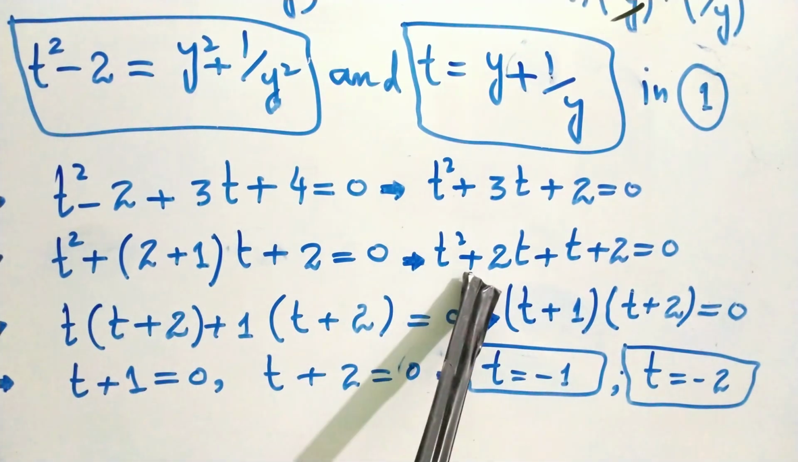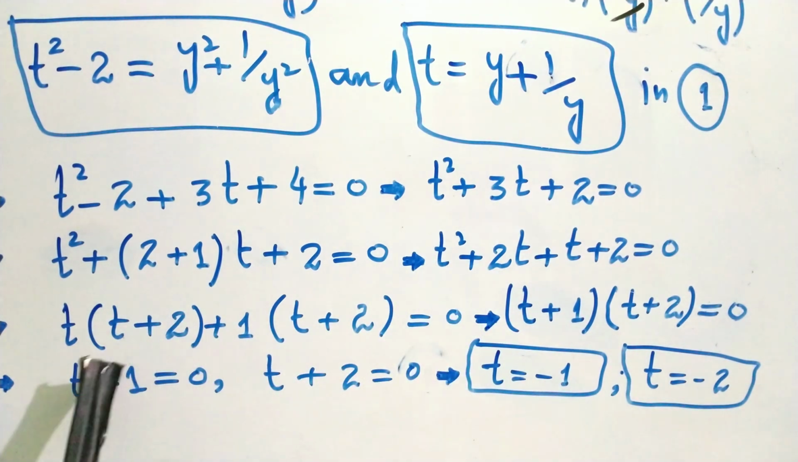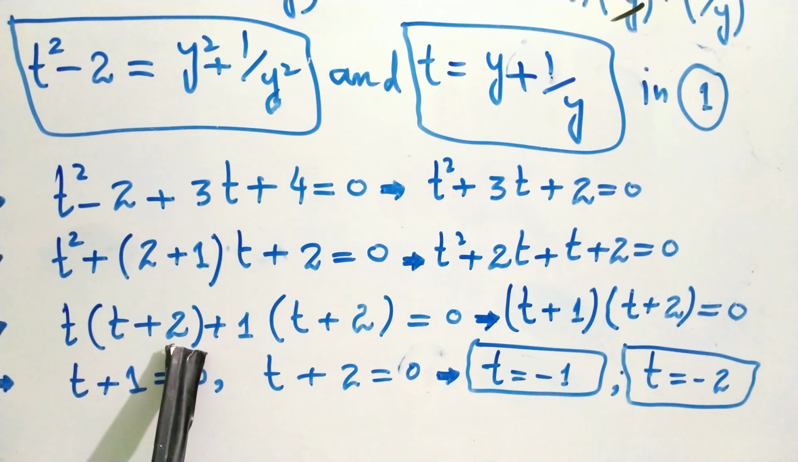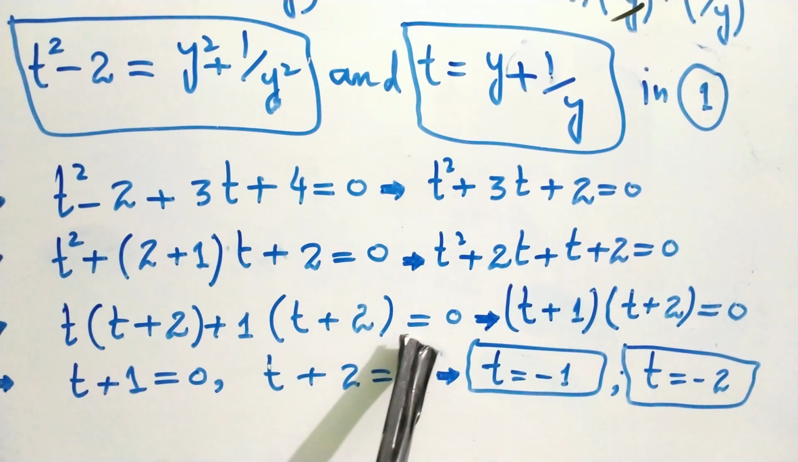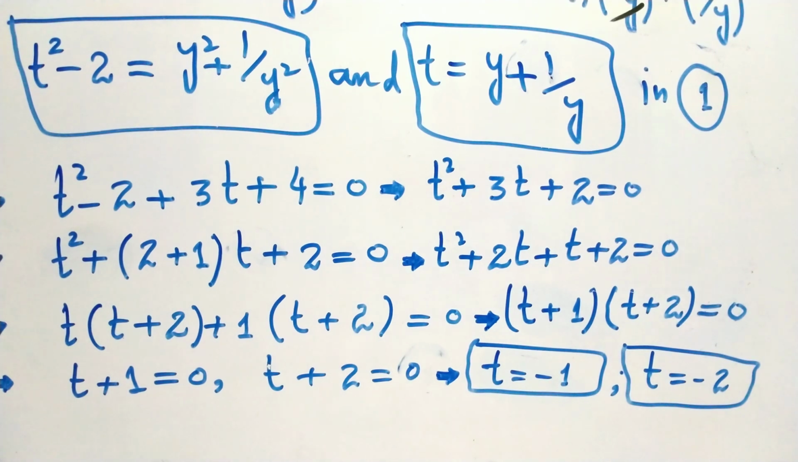So in t square plus 2t, we will take out t as common. So t is common, and t plus 2 will remain in the bracket. In t plus 2, we will take 1 common, and t plus 2 will remain in the bracket, equal to 0. So there are two brackets with one common bracket, that is t plus 2, and t plus 1 will be combined together to make one bracket. t plus 1 into t plus 2 is equal to 0 are the factors of this equation. So if we take t plus 1 equal to 0 and t plus 2 equal to 0, then t equal to minus 1 is the value and t equal to minus 2. There are two values of t.